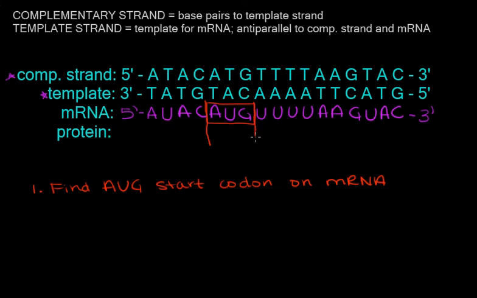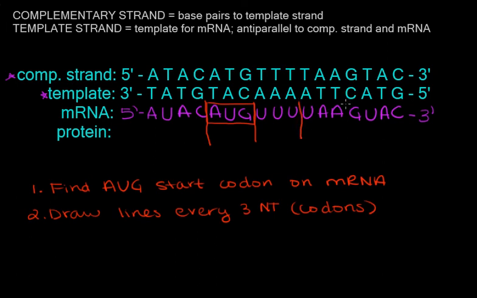Okay. So in this process, what I like to do is, because this is based on codons, series of 3 bases, I like to draw lines every 3 nucleotides into codons, just to help me see. So 1, 2, 3, 1, 2, 3, 1, 2, 3.